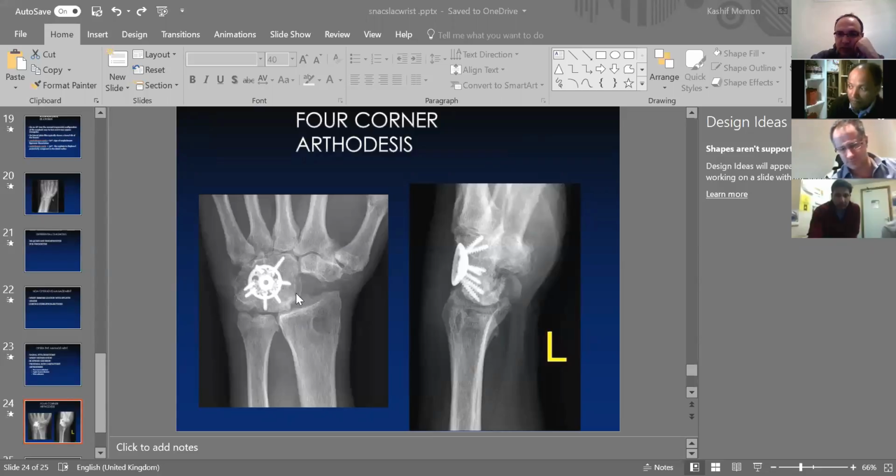Good. We just have one final question, Kashif. We have a question about this. You mentioned the ball and socket joint. I think Attar has mentioned this ball and socket joint. You know that when a proximal pole of the scaphoid is still attached with the lunate, then that acts separately from the scaphoid.